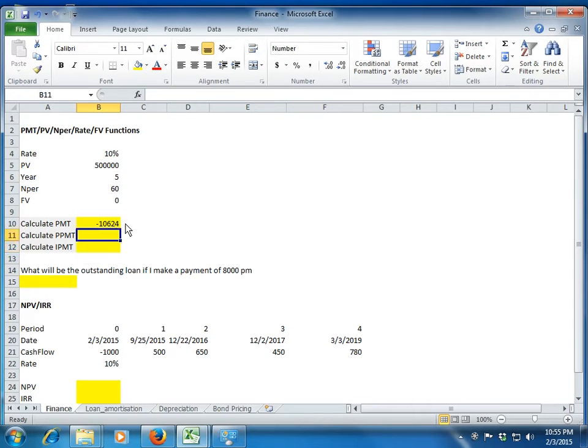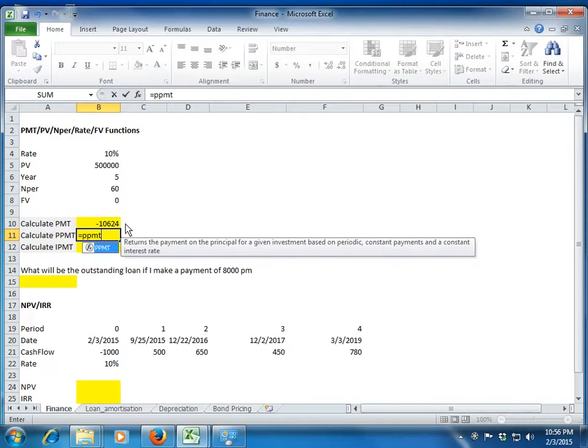Now we all understand, especially if we are finance students, that this monthly payment which we make, okay, some portion of it is principal and the rest of the portion is interest, right? So Excel also gives you an option to calculate the principal payment in this monthly installment, right? So let's see how this PPMT works.